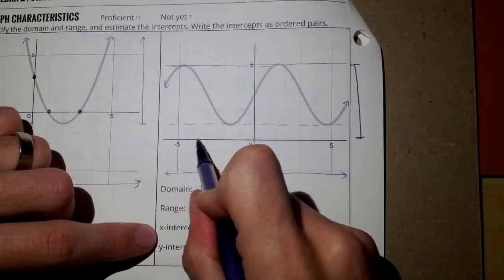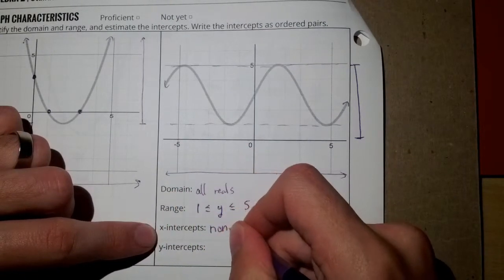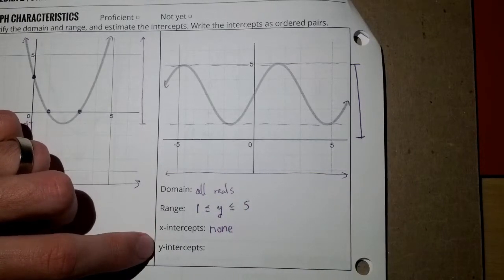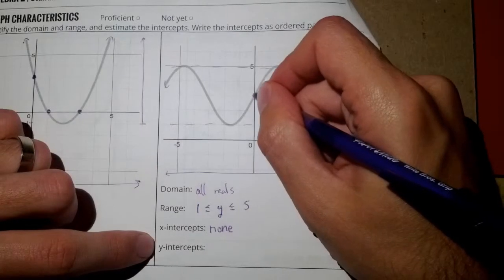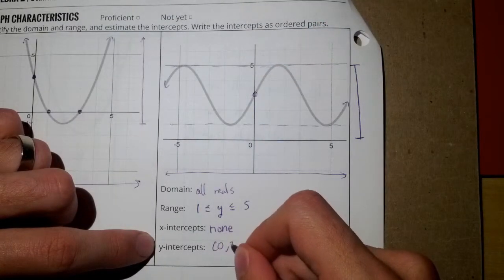X-intercepts, I look at my x-axis, it never actually intercepts, so I can just write none. Perfectly acceptable answer for some functions. And the y-intercept is right there. It's where it hits the y-axis, and it is the point (0, 3).